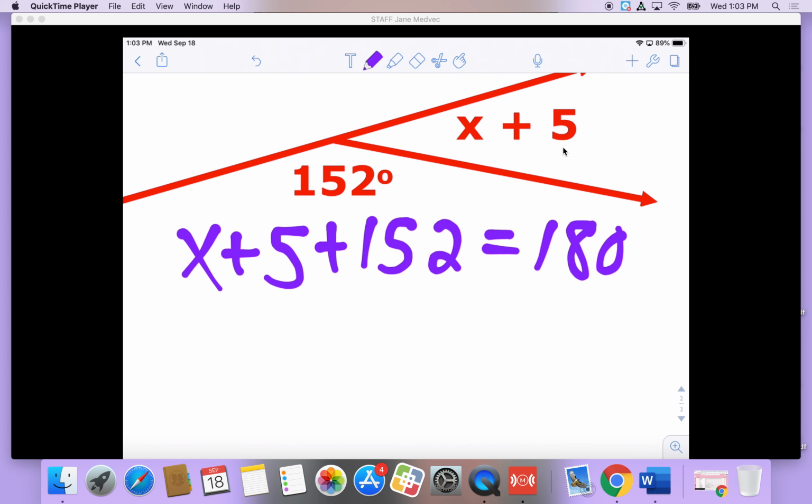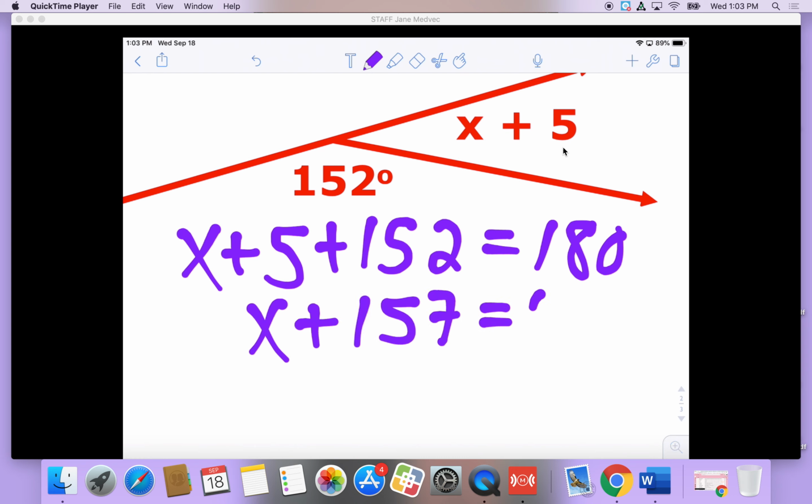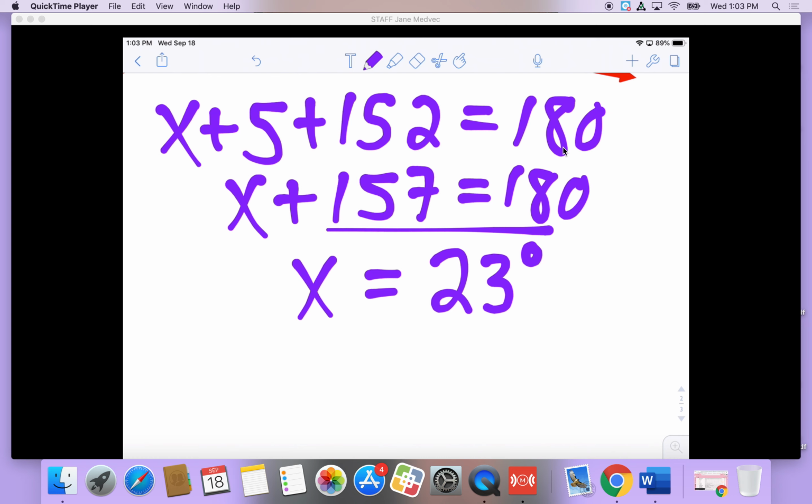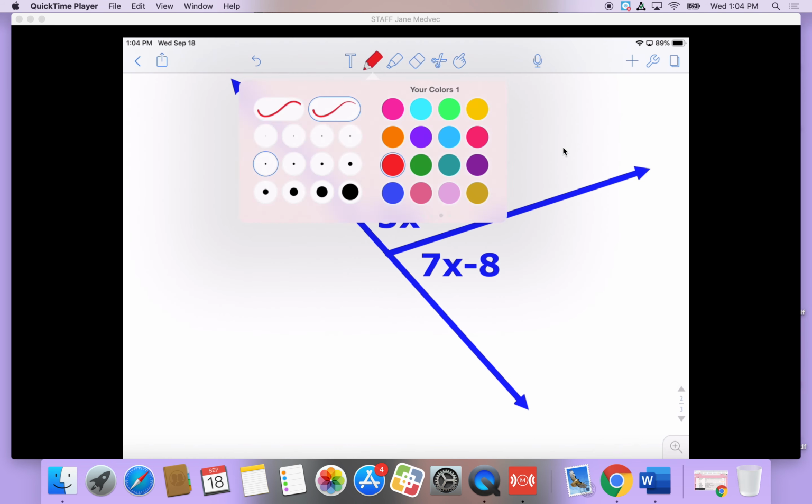Okay? So I'm going to go ahead and go x plus 157 equals 180. So there's my combined like terms. And then I'm going to subtract. Some of you on your quiz, you would add this rather than subtract it, and that's why you got it incorrect. So x then equals 23 degrees, and I'm done. Questions? Okay, let's go ahead and move to the next problem. Here's this one. How would I go about solving this one then?